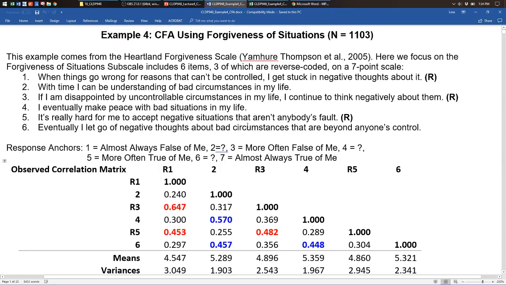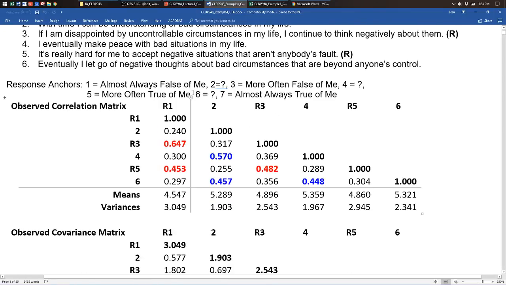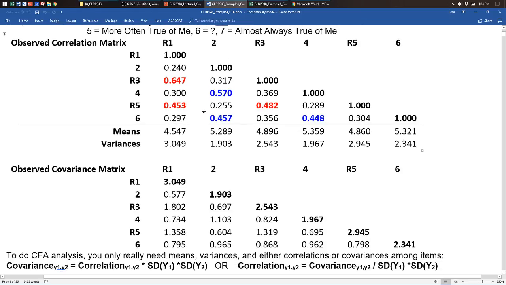Okay, so this was a true story. 6 items that ostensibly measure one thing, forgiveness in situations. 3 of them are written negatively, 3 of them are written positively. I showed you their correlation matrix, and I look at correlations because those are easy to understand in terms of what their values mean. What we're actually going to be working with in terms of the model, though, is covariance.